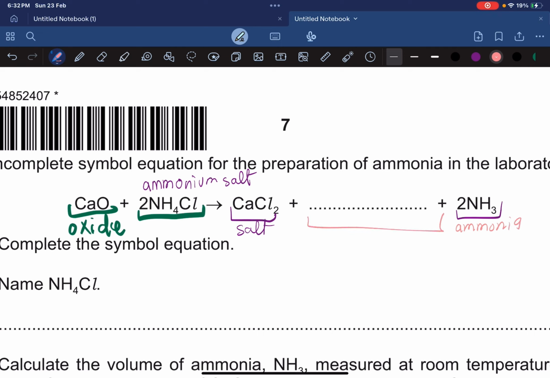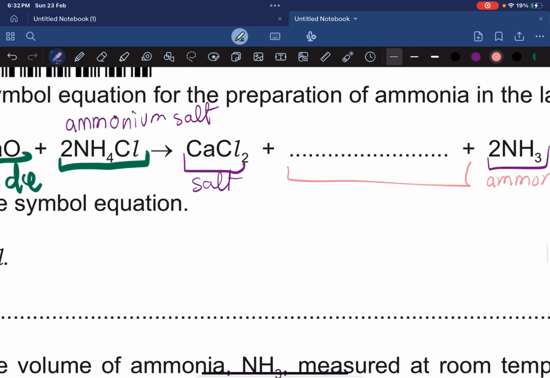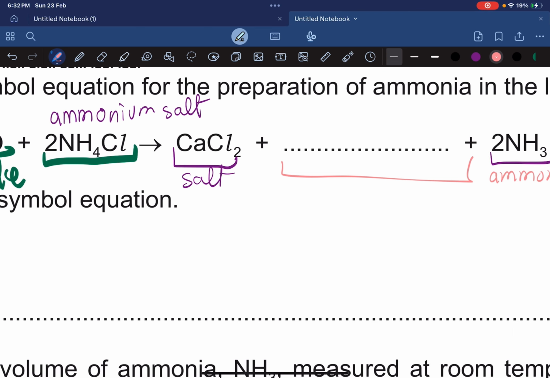Do you guys remember the reaction between ammonium salts and bases? Bases react with ammonium salts to produce salt, water and ammonia gas. Just learn this reaction. I'm going to write it for you over here. Learn it, it's very important. Base plus ammonium salt. Similarly, acids react with carbonates to form carbon dioxide, water and salt.